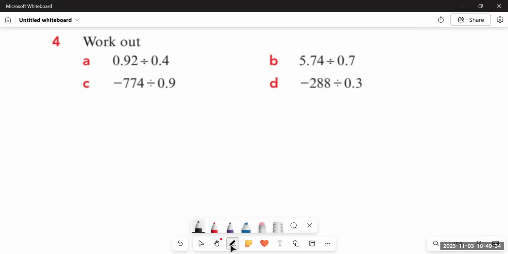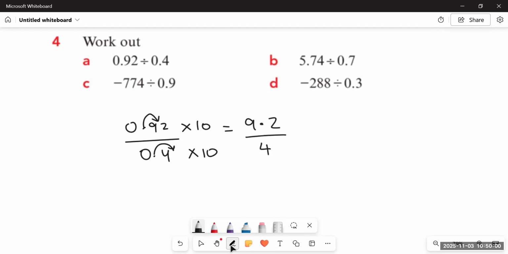Now, in the next question, you will find that the numerator and the denominator do not have the same number of decimal places. So what are we supposed to do? We'll focus on the number of decimal places in the denominator only. So if it's 0.92 upon 0.4, we'll multiply each of them by 10. So this would become 9.2 over 4. And then we will divide it by 4. So 4 twos are 8.